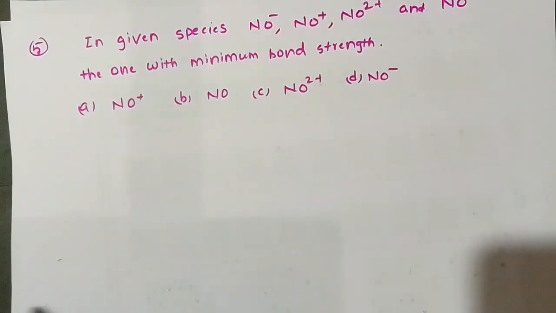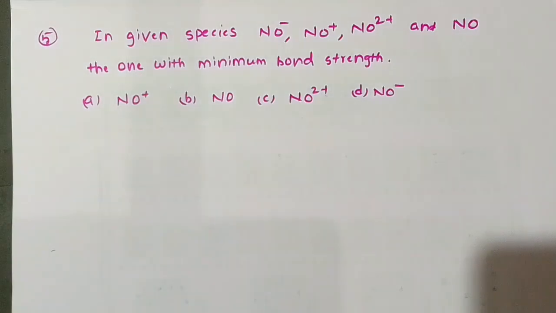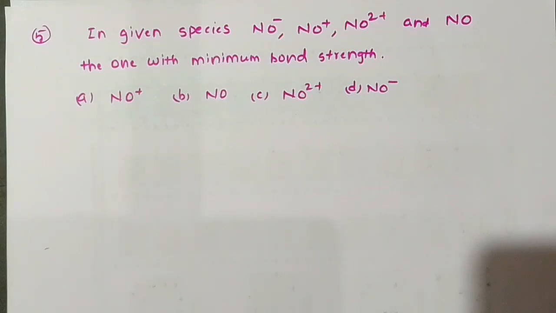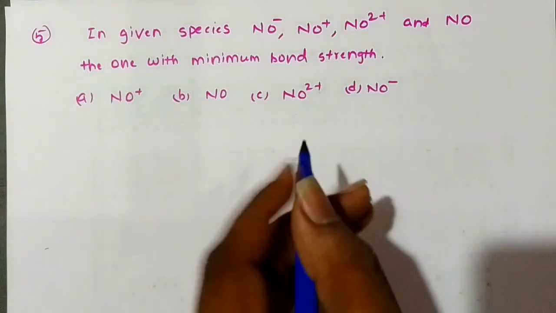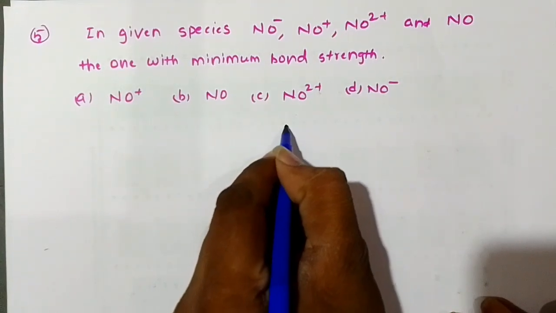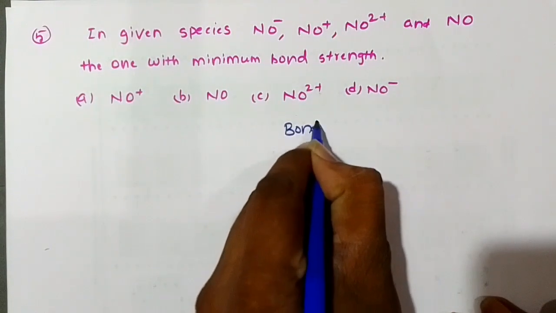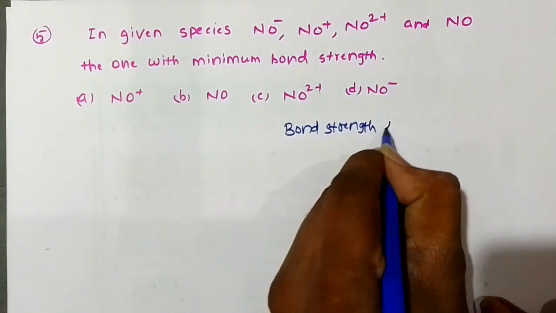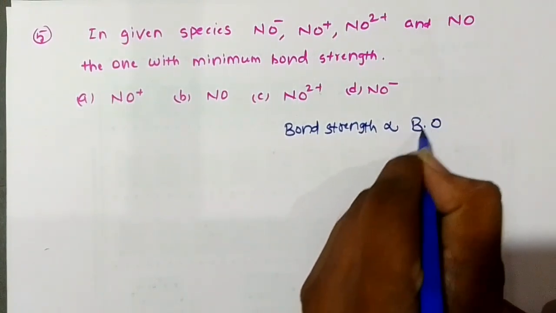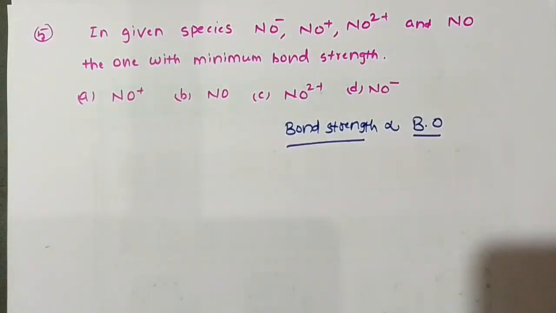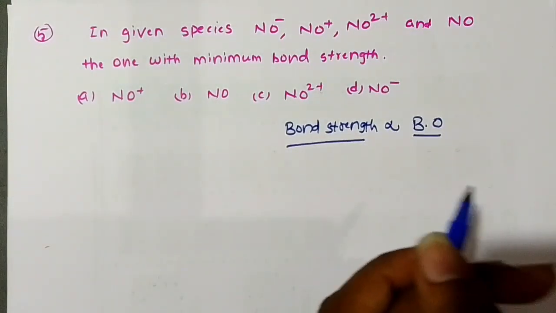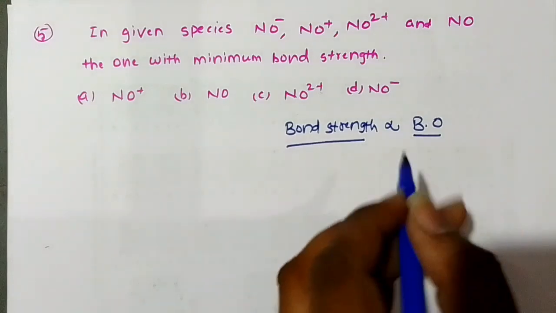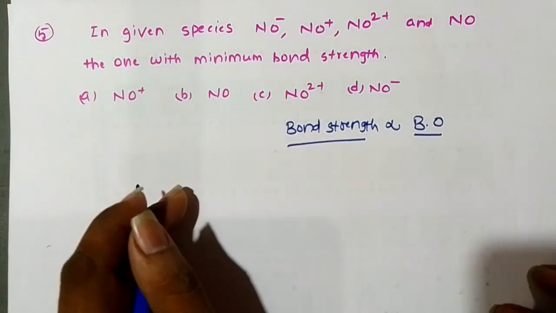Next question. In the given species, NO negative, NO positive, NO2 positive, and NO, the one with minimum bond strength. Here bond strength is always directly proportional to bond order. If the bond order is more, bond strength is more. If the bond order is less, bond strength is less.